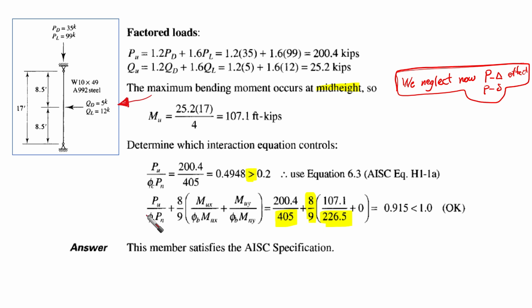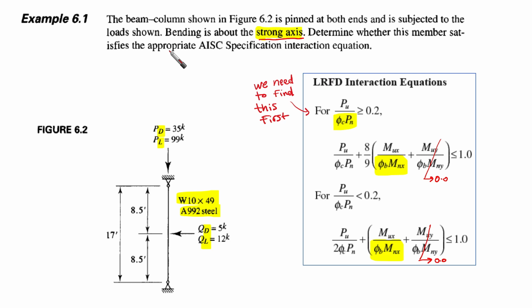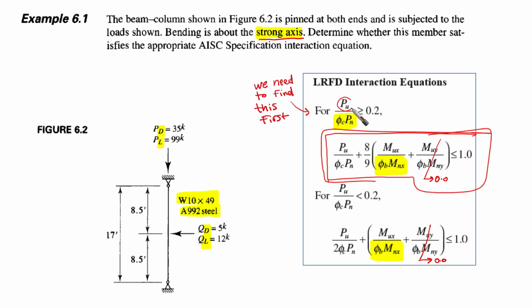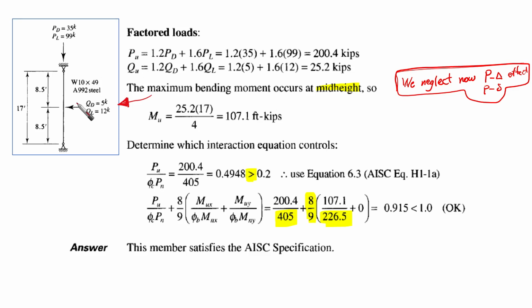Before that, our interaction equation, if you remember, needs the required factored load. So let's go back and see what we were talking about. This is the interaction equation, but we need to get P ultimate in the first place to see whether we are here or here. So we need to obtain the ultimate axial force from the factored load. Remember, this is the loading condition of our problem.